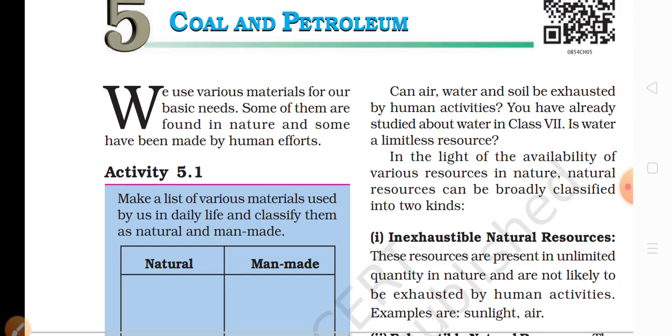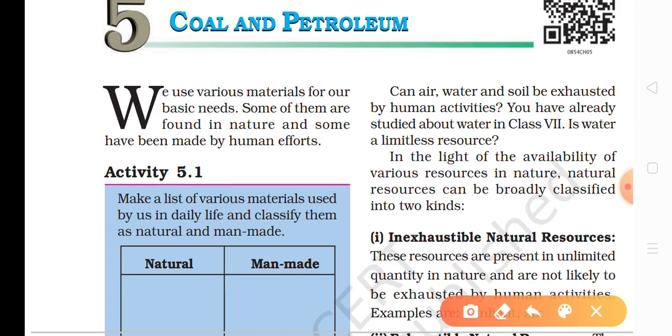Today we will start chapter 5, coal and petroleum. In this chapter we will be learning about natural resources, fossil fuels and the conservation of natural resources. Then we will also study what fossil fuels are and how they are used. So let's start the chapter.